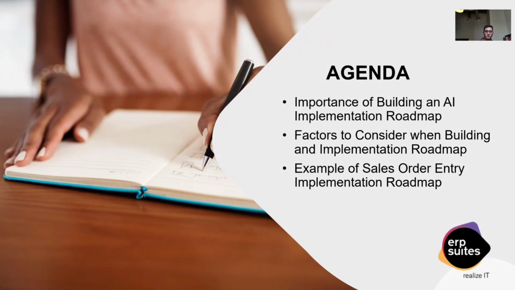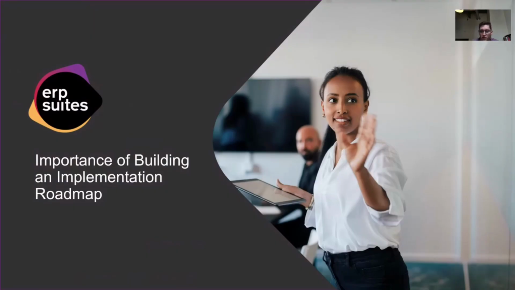And with that, I'm going to move forward into the importance of building an implementation roadmap. I really want to start with why roadmap. And really the biggest thing is to get everyone on the same page, right? Make sure everybody's hand in hand and they understand the planned roadmap for actually building out a solution.